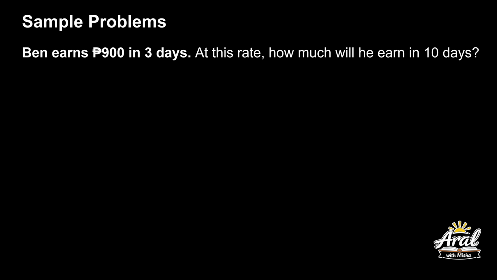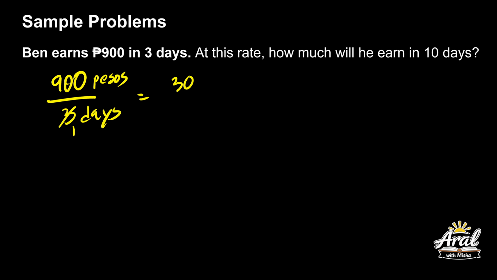So, next, Ben earns 900 pesos in 3 days. At this rate, how much will he earn in 10 days? So, unang-una, pakita muna natin paano yung unit rate, di ba? 900 pesos daw in 3 days. So, you gotta need to find first how much does he earn per day. So, divide this by 3, that's 1. 900 divided by 3, that's 300. 300 pesos per day. Okay?